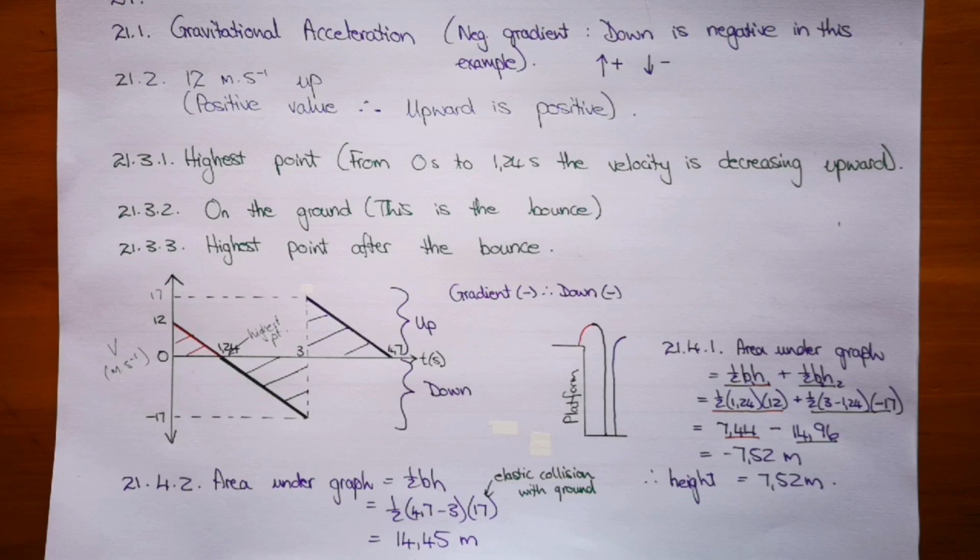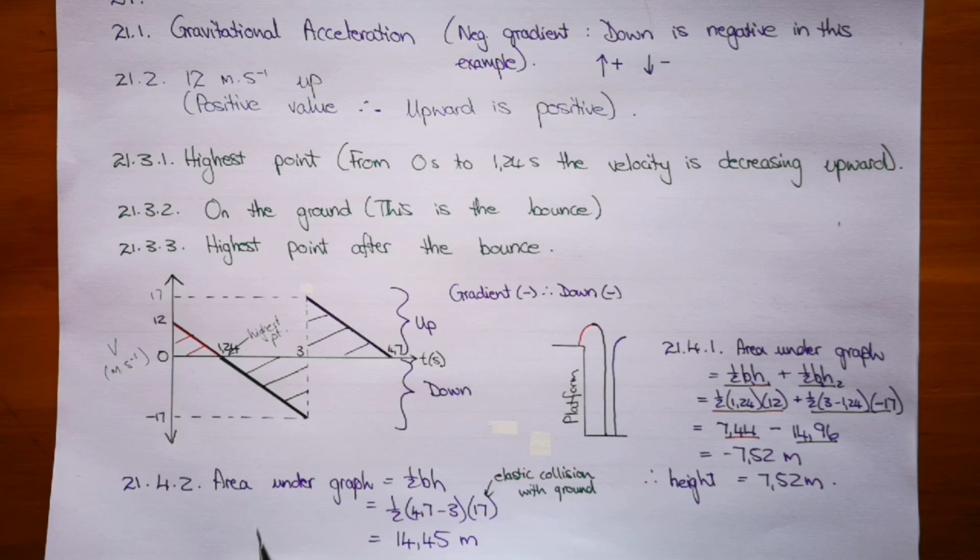21.3, write down the position of the ball at the following times during its motion. At time 1.24 seconds, here velocity is zero, so it's the highest point. That's where the ball is there, it's at the highest point.